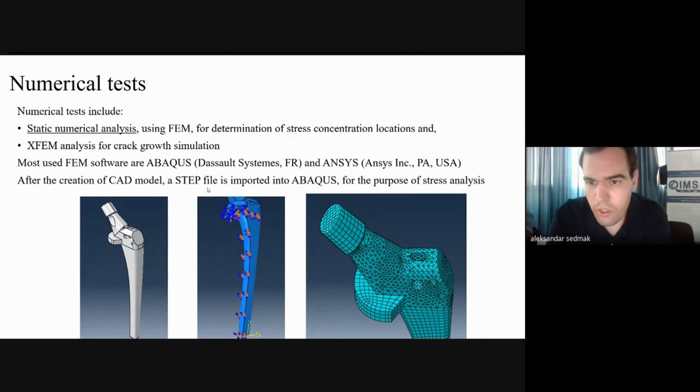just to determine the stress concentration locations for the next step, by using XFEM for crack growth simulation, where we place the crack in the locations of maximum stress concentration. So for the FEM, we use Abaqus and ANSYS. In most cases, we use Abaqus for static analysis and ANSYS for XFEM because of its better packages containing the ANSYS FEM software.